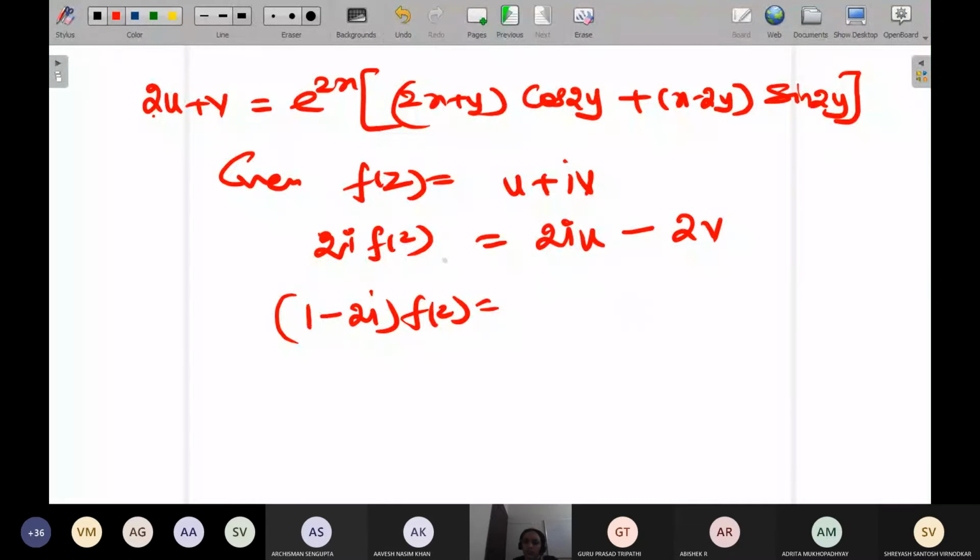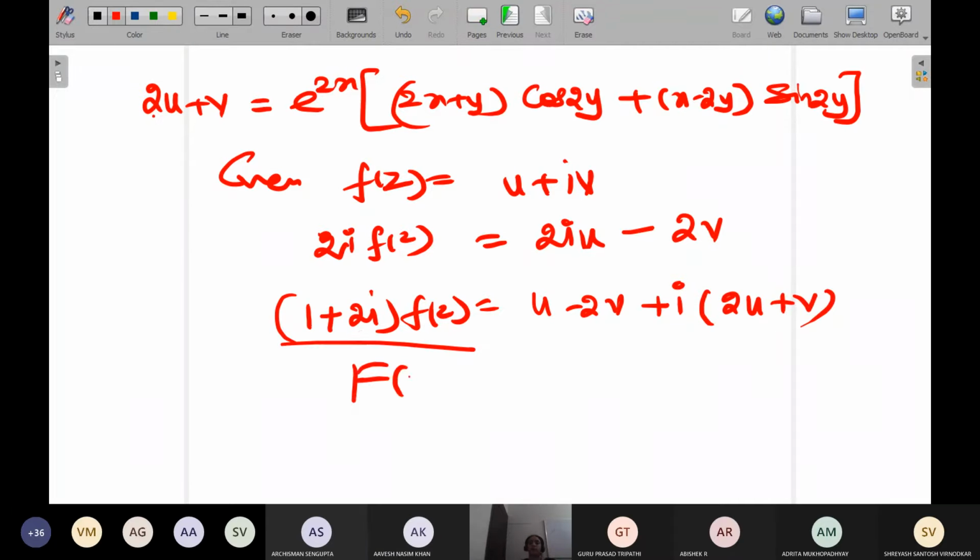What did I do? I multiplied by 2i, so I'm getting 2iv minus 2u. When I add it, I'll get u minus 2v plus i into 2u plus v; when I subtract it, I'll get u plus 2v. Better we add it. Sorry for the confusion. Now we are getting 2u plus v as the imaginary part, correct? Now this I can take as capital F of z.